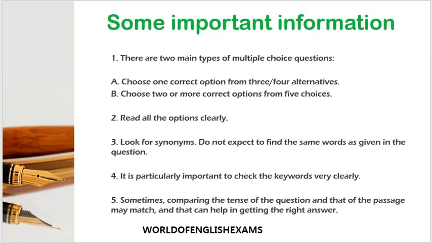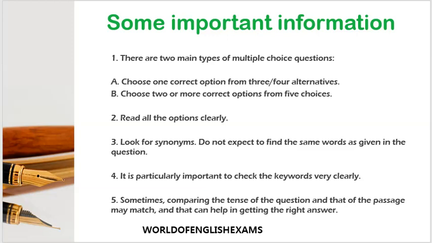As you can clearly see here, there are 5 important points that you have to remember while solving multiple choice questions. The first thing, as I told you, is that there are two different types of multiple choice questions, the two variants I must say. The first of which is choose one correct option from 3 or 4 alternatives. This is the type of multiple choice that we have been practicing ever since our childhood: we will be given a question and there would be 3 or 4 options, out of which we need to select one right answer. And the multiple choice questions will be taken from the reading passage only.